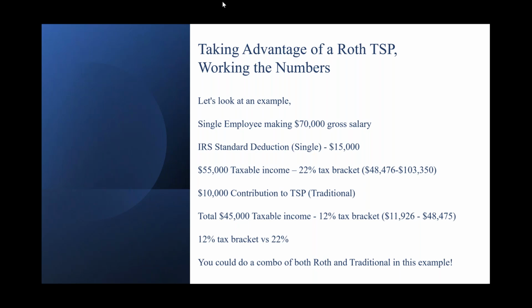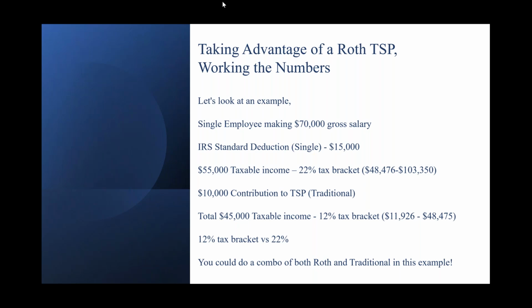So if you look at the brackets, you'll see that this individual falls into a 22% federal tax bracket, right? Because the 22% tax bracket for a single filer is $48,476 up to $103,350. Right, so clearly $55,000 is more than $48,000, so we're in a 22% tax bracket.